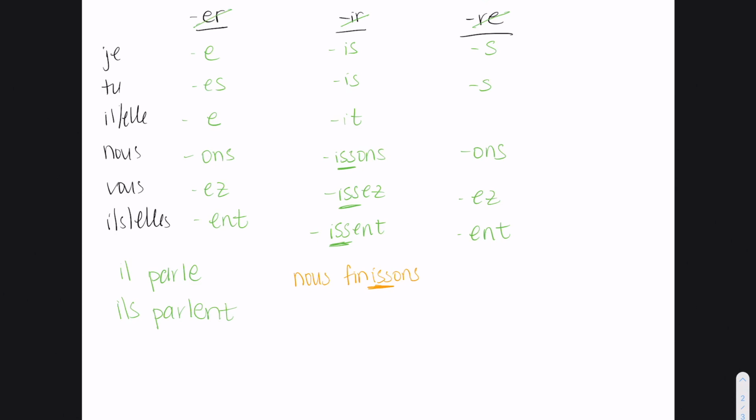Let's say a bunch of us finish an exam together. We finish our exam. Let's take a look at tu. If we're saying tu finis, you are finishing something. So we know that the IR has to come off. So we take off the IR and we go back to tu here and we say, okay, tu is here. We come across my IR. The endings are IS. So I have to write in an IS at the end. Okay, so tu finis ton examen or ton quiz. Okay.